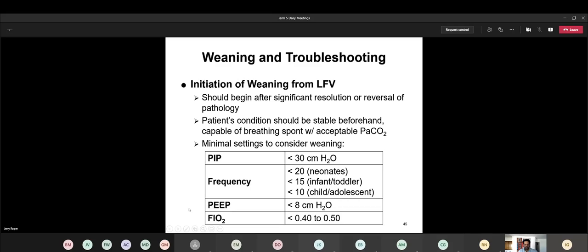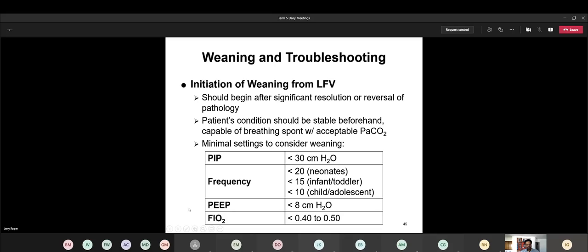And then the spontaneous breathing, they've got to be able to breathe spontaneously, just like I said with any other patient. If there are still some periods of apnea that they're having, they're not going to be a good candidate for weaning. And the CO2 would have to be acceptable. So then, when it comes to other things that we're looking for, we're always going to be trying to wean their settings as they do show signs of improvement.